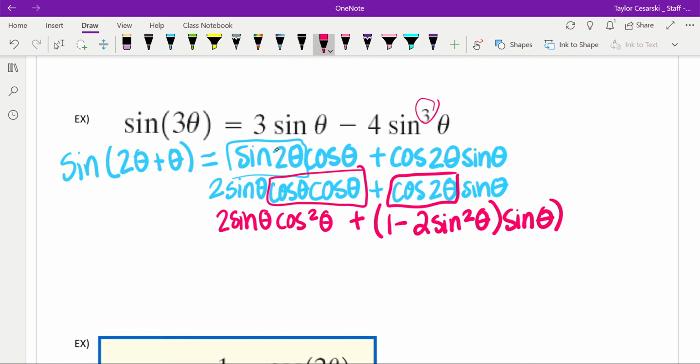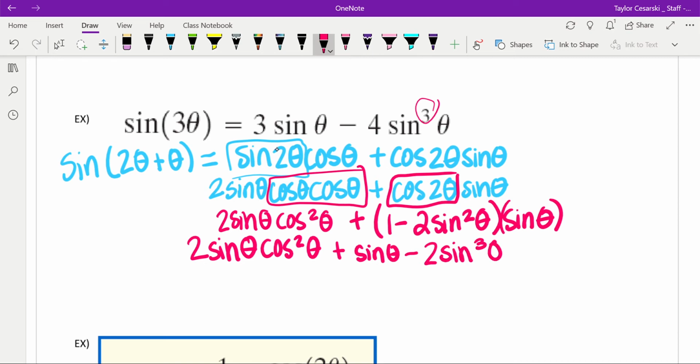Okay. All right, so right now I'm at 2 sine of theta cosine squared of theta plus sine of theta, because 1 times sine of theta gives me sine of theta, minus 2 sine cubed of theta. Okay, so I'm getting somewhere because I have a sine cubed of theta.